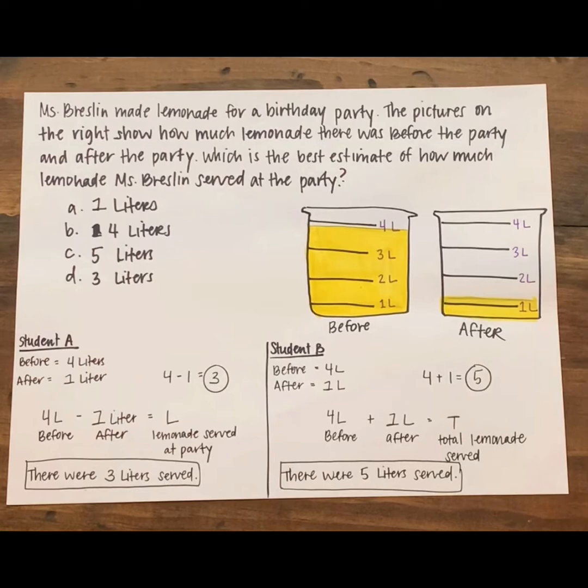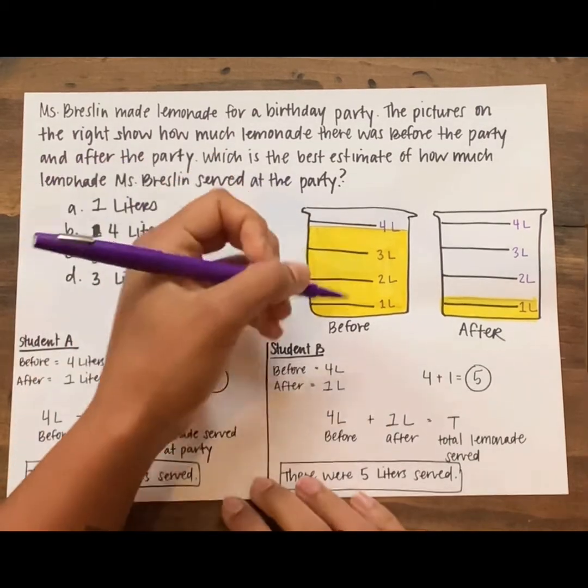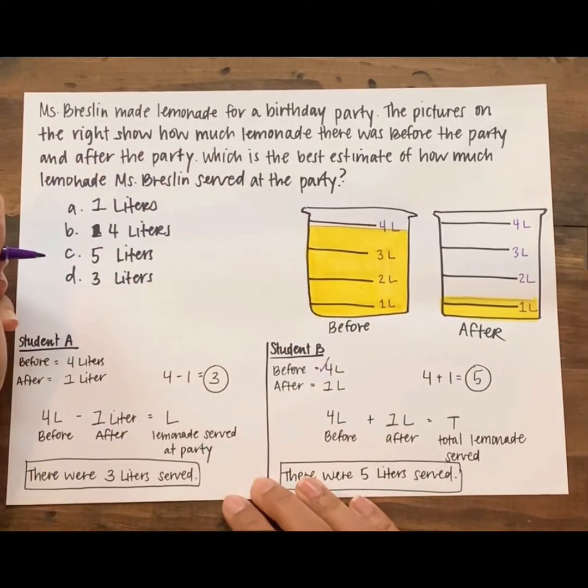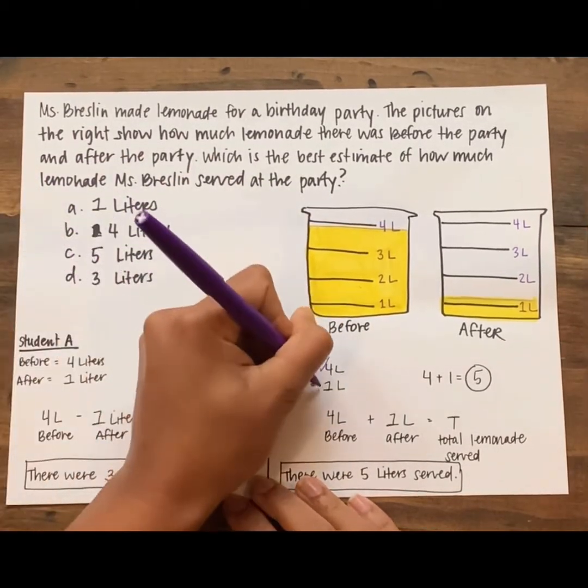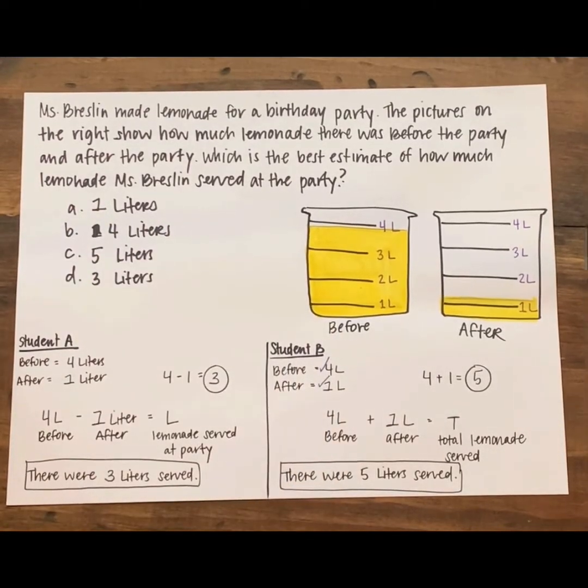I heard friends say that they agree with student B because student B identified that there was 4 liters in our beaker before the party started and 1 liter in our beaker after the party started. If you put the amount before and the amount after together, we get an amount of lemonade that represents the total lemonade served at the party. Interesting.